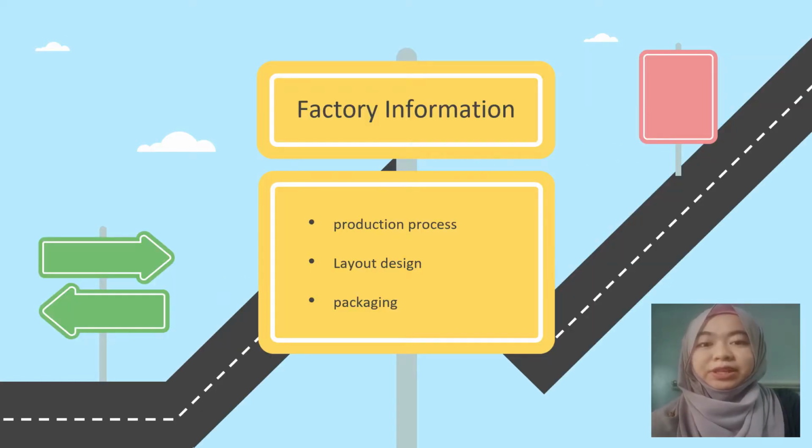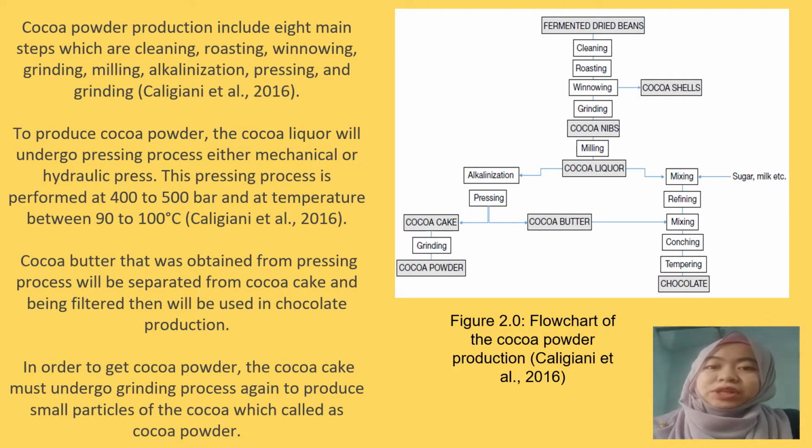I'm going to present the next part of this presentation, which is factory information. The factory information is divided into three parts, which are production process, layout design, and packaging. Now, I'm going to explain more about the production process.